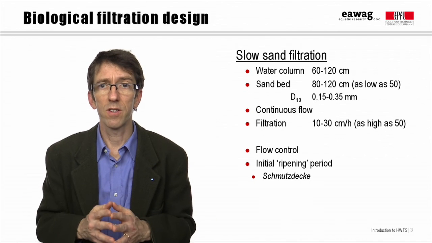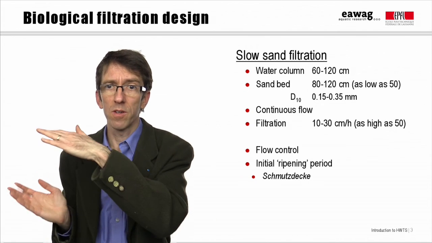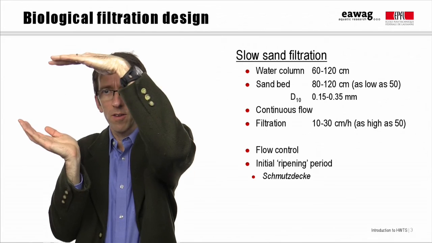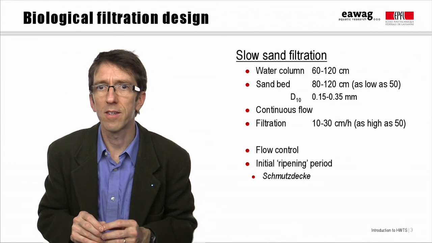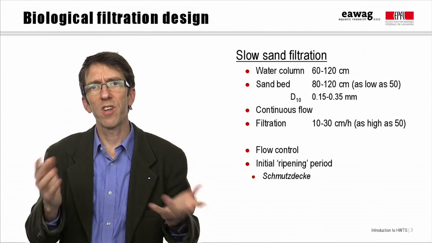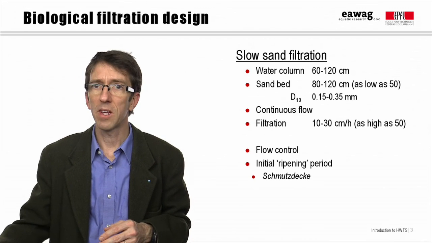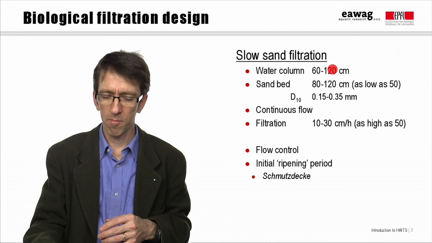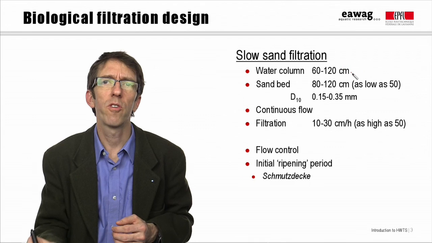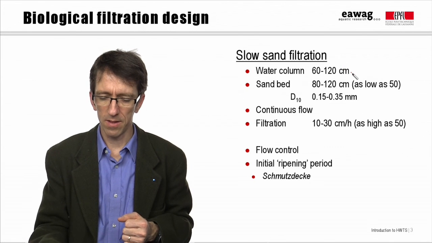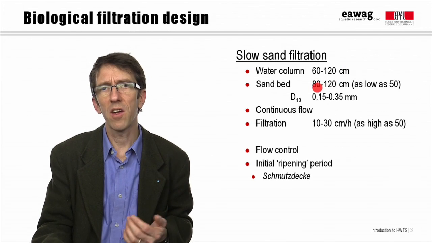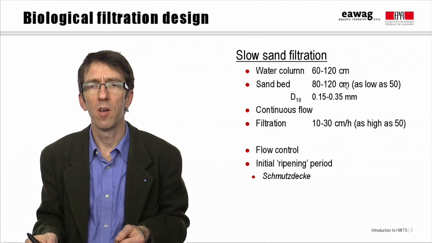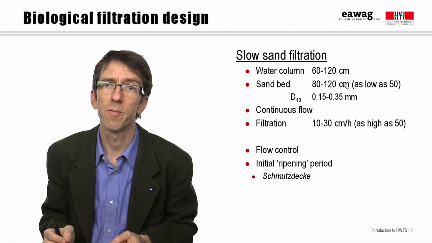Slow sand filtration consists of two main elements. One is a bed of packed sand, and the other is the water column above it. And both of those tend to be around 1 meter in depth, where the water column might be from 60 to 120 centimeters, and the sand bed, again, from 80 to 120 centimeters, maybe as low as 50 centimeters.